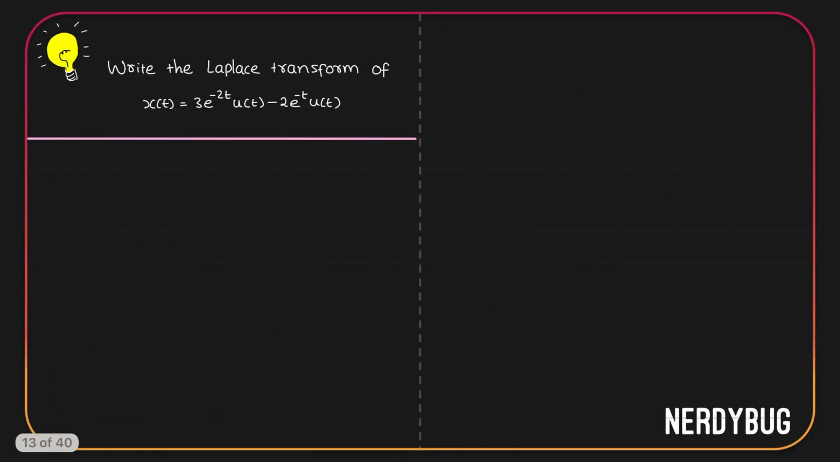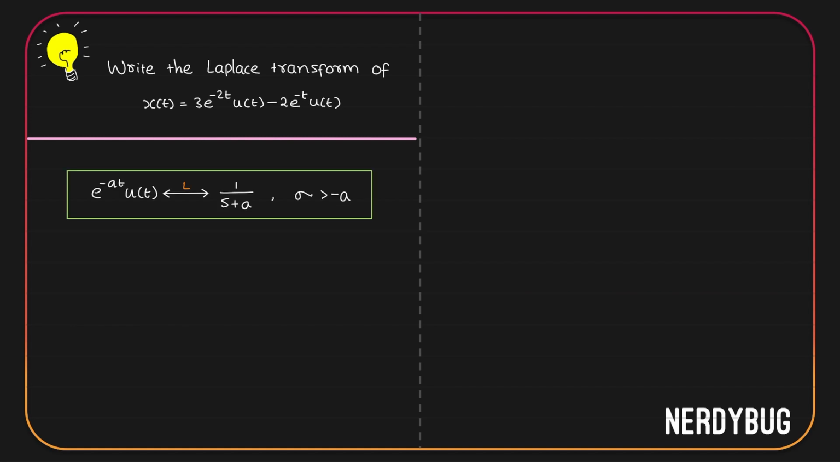Let us solve a problem now. We have to write the Laplace transform of x of t. x of t is 3 e raised to minus 2t u of t minus 2 e raised to minus t u of t. Instead of finding the solution mathematically, let us use a result that we already know to find the Laplace transform of x of t. We know Laplace transform of e raised to minus at u of t is 1 by s plus a, where sigma is greater than minus a.